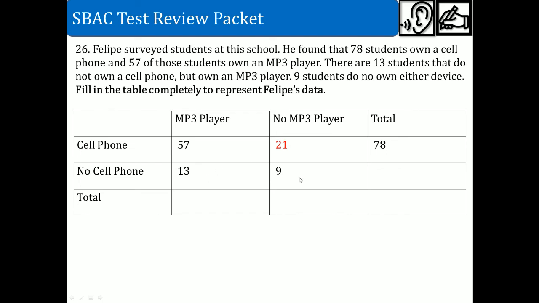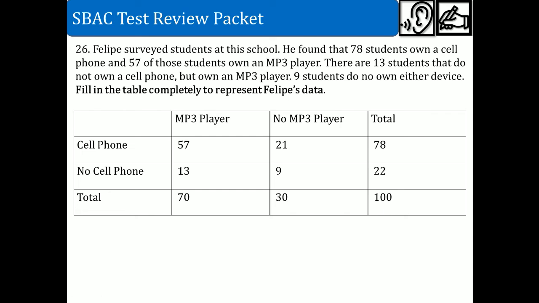Next, you have 13 and 9. You add those together, right? Oops. You get 22. Okay? Then you could fill in the rest of the box, because 9 plus 13 is 22. You could also add 57 and 13. You come straight down. That becomes 70. 21 plus 9, that becomes 30. You add this straight down, that becomes 100. You add this to the left, it also equals 100. That's how you know those values are correct.